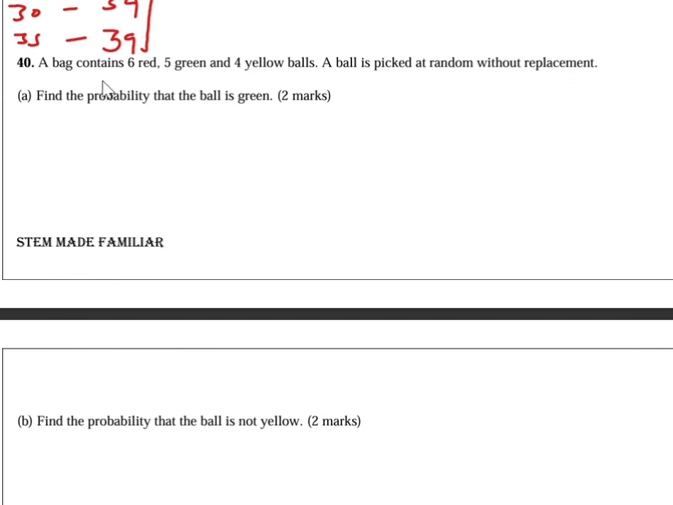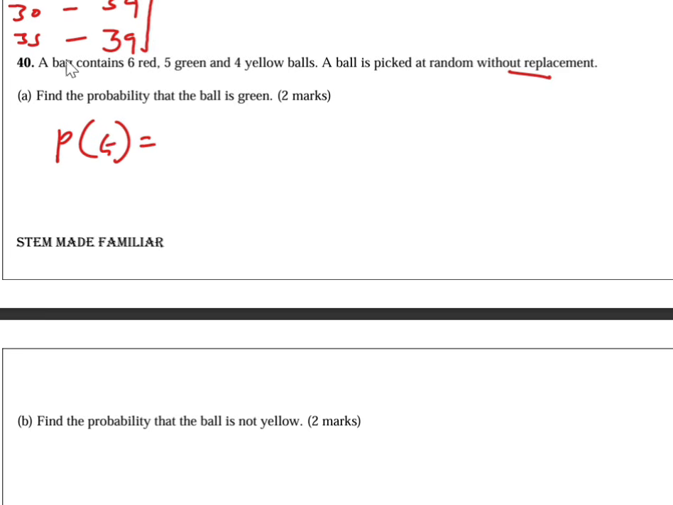Number 40, a bag contains 6 red, 5 green, and 4 yellow balls. A ball is picked at random without replacement. Without replacement. Inamaanisha aje? Unachukua ikienda. Haya. Part A. Find the probability that the ball is green. The probability of picking a green ball, very easy. You can use G for green.